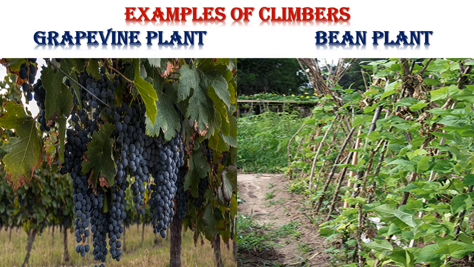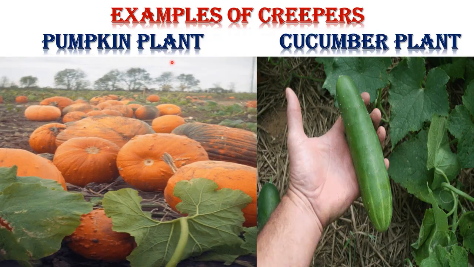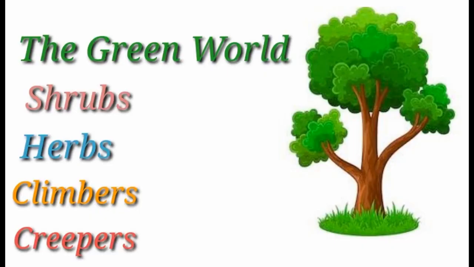Now coming to the last classification, creepers. A creeper is a plant which has a very weak stem and grows along the ground. It grows along the ground because it has a very weak stem, so cannot grow upwards. The example is watermelon plant and muskmelon plant. They are the plants with very weak stem. Let us see more examples. Pumpkin plant. Can you see it is growing along the ground? And the cucumber plant.